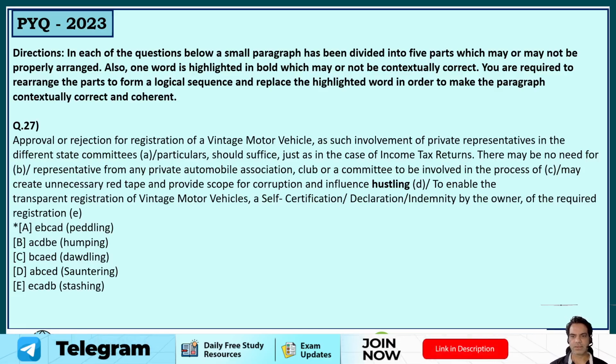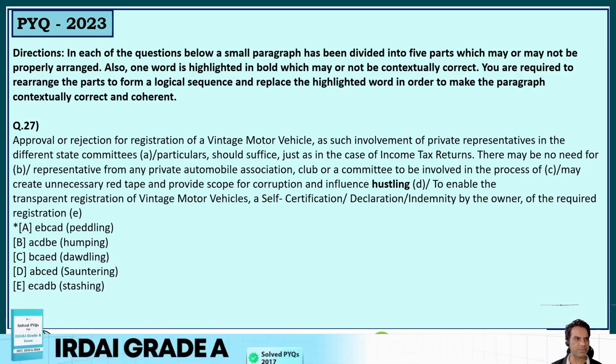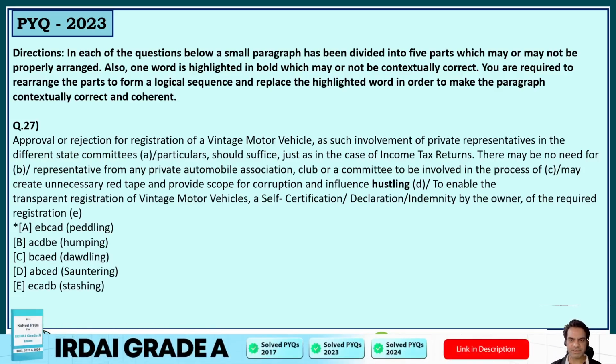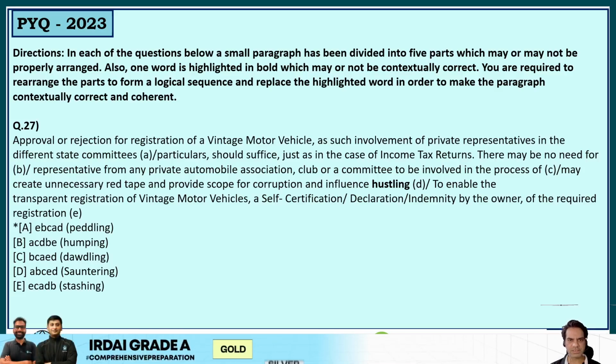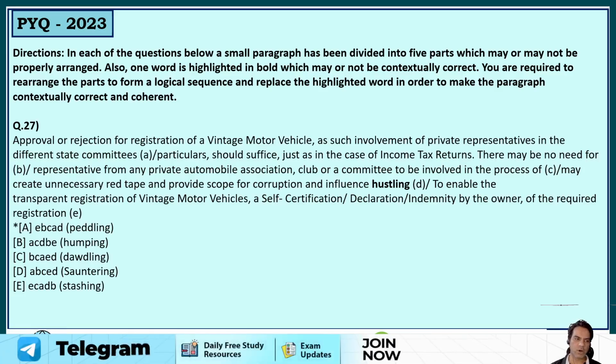Next, now a small paragraph has been divided into 5 parts which may or may not be properly arranged. Also, one word is highlighted in bold which may or may not be contextually correct. So you're required to rearrange the parts to form a logical sequence and replace. So these questions are solved by using options, guys. So you find the first starting statement and the replacement of the word, you'll get the answer.